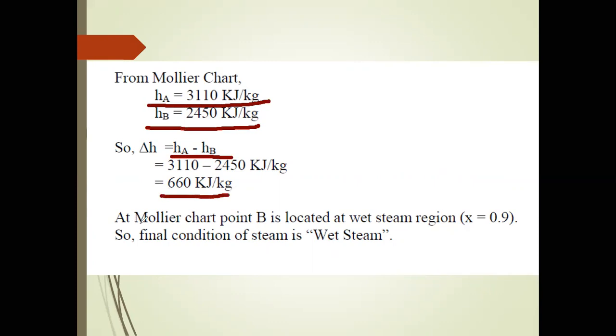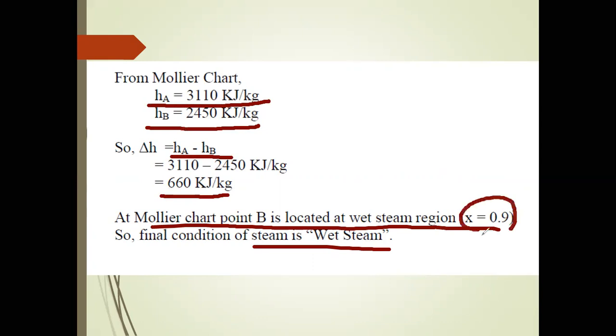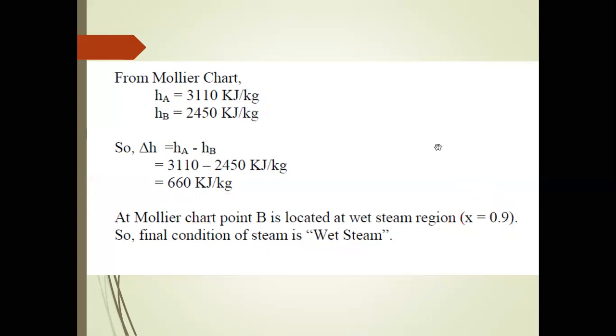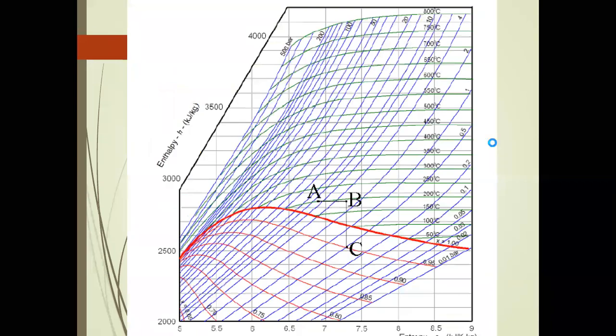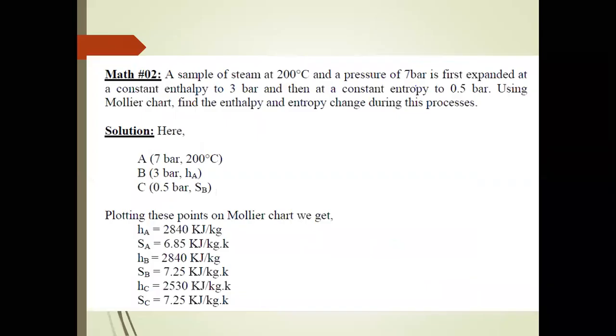On the Mollier chart, the point B is located in the wet steam region. So the final condition of the steam is wet steam and the dryness fraction is 0.9. In this way we will use the Mollier chart and find out the values. Let's see another example, and I think that will help us understand the chart much more clearly.